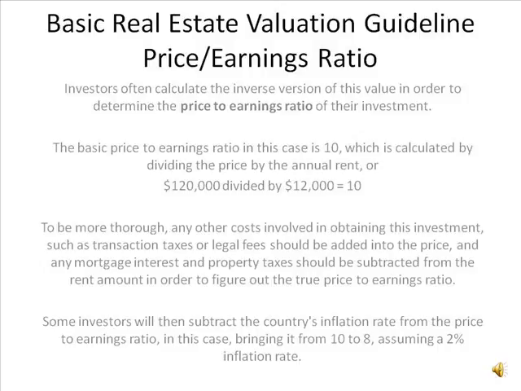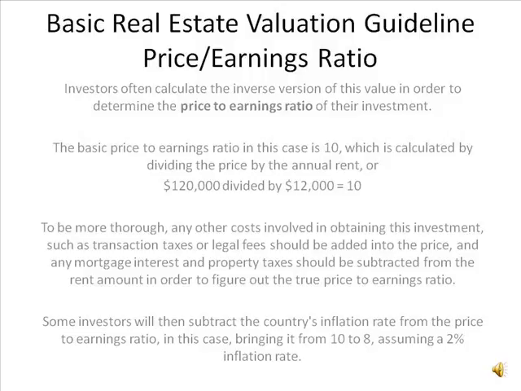Investors often calculate the inverse version of this value in order to determine the price-to-earnings ratio of their investment. The basic price-to-earnings ratio in this case is 10, which is calculated by dividing the price by the annual rent, or $120,000 divided by $12,000 equals 10.